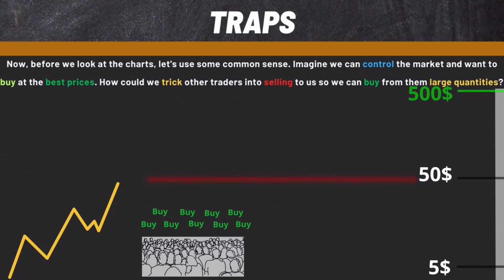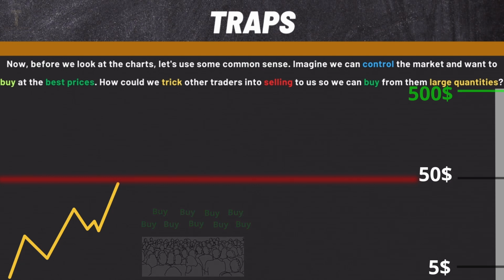At $50, we find a resistance area. Knowing that the price will eventually reach $500, this presents an ideal opportunity for us to set a trap. By convincing others that this resistance will push the price lower, we can encourage them to sell to us more willingly. As we said, we can control the market. Let's make a trap.